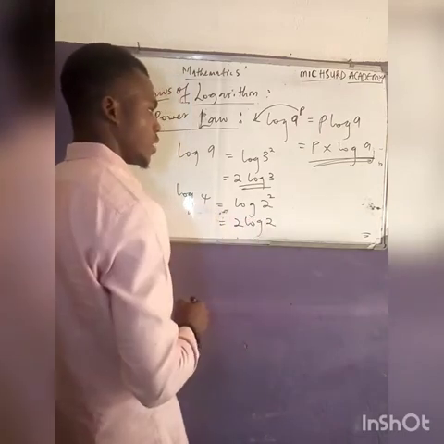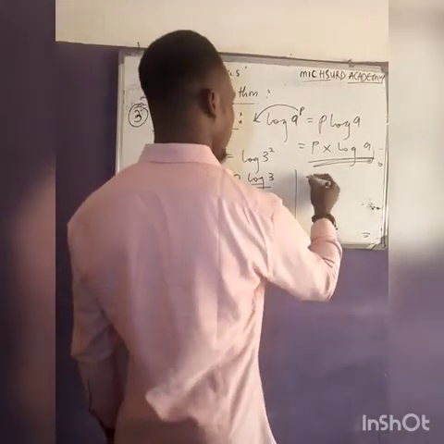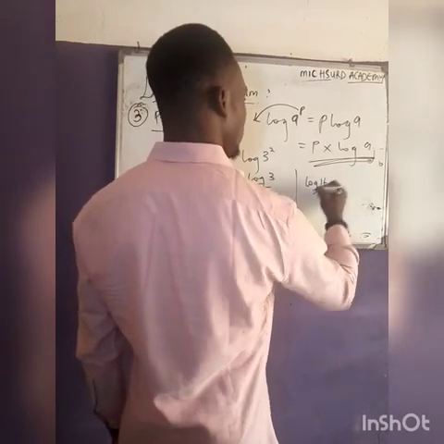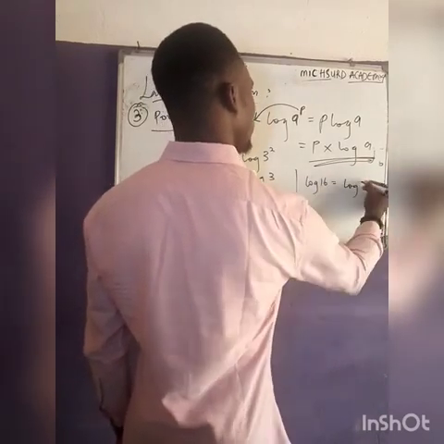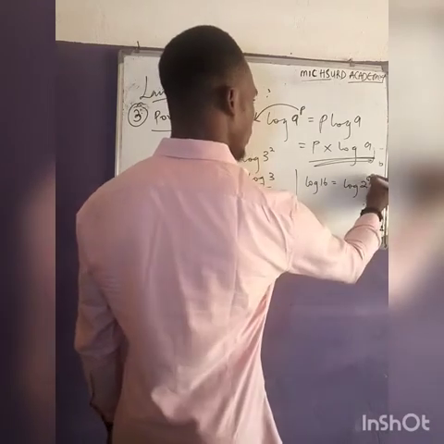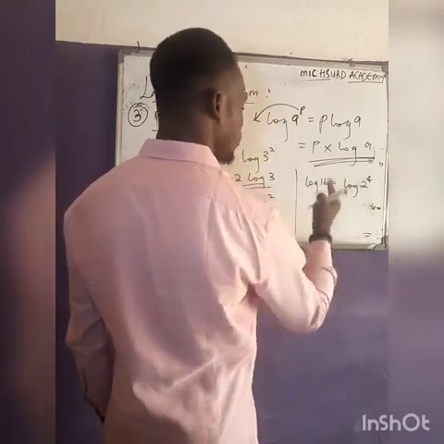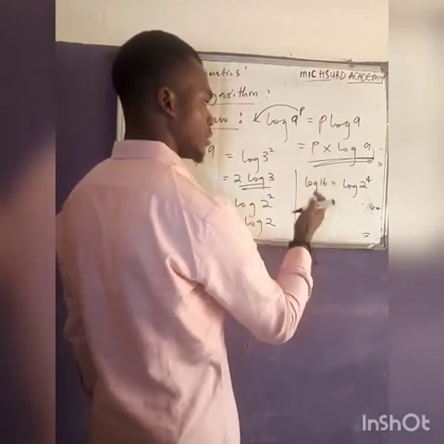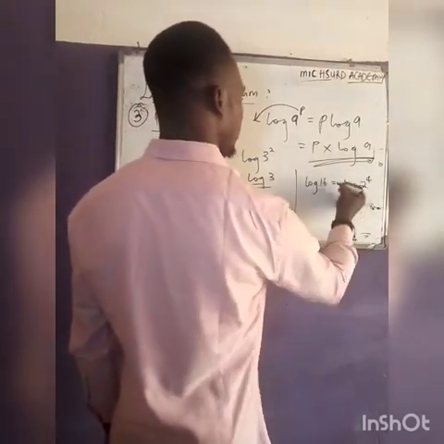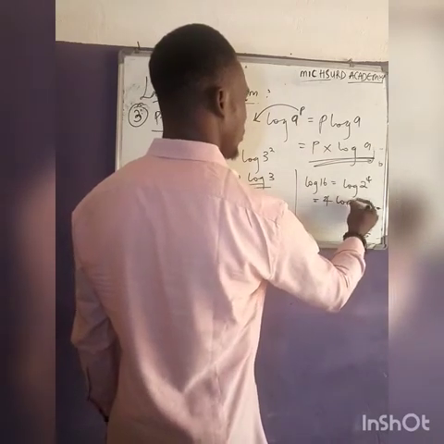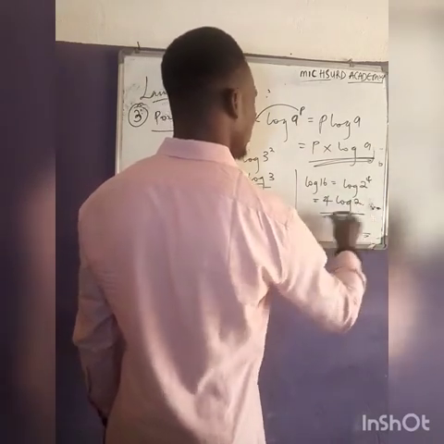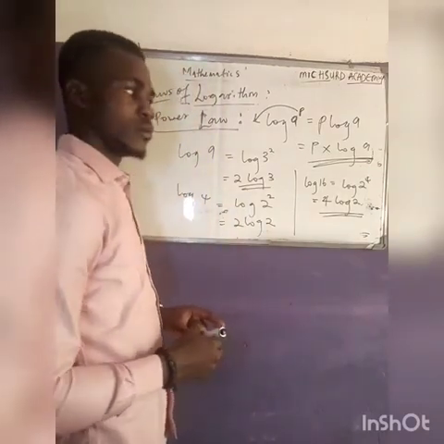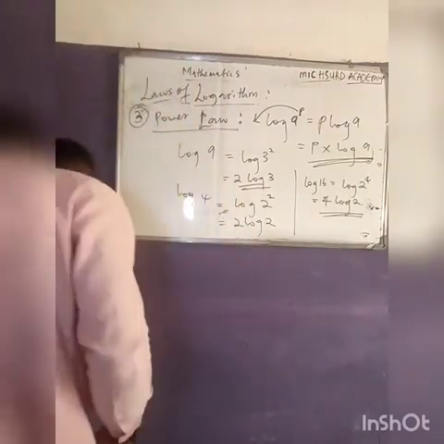Alright, so another example, if you have log 16, we can write it as log 2 raised to power 4, right? Because 2 raised to power 4 is 2 times 2 times 2 times 2, which will give us 16. So this 4 can move over to this side, we have 4 log what? Log 2. So this becomes our answer. So this is for the power law.